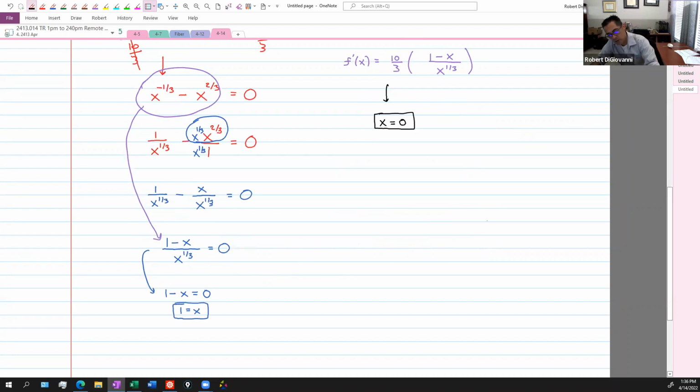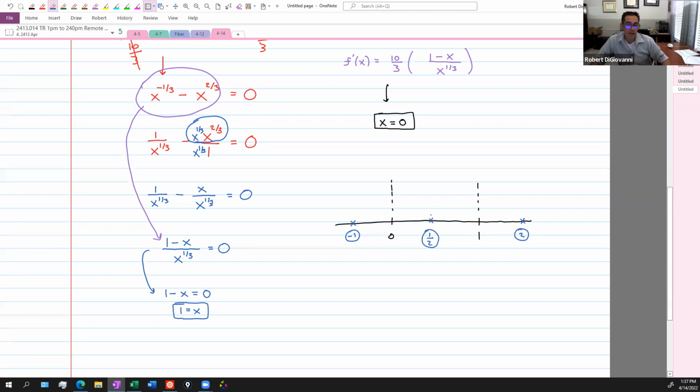So I'm going to put these on a number line. Make sure they're in the correct order, 0 and 1. I have to pick 3 test points. -1 will be a good one. 2 would be a good one. And unfortunately, I've got to pick something between 0 and 1. So I've got to pick a fraction or a decimal. I'll pick 1/2.